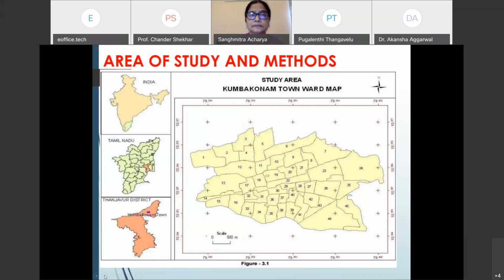I chose 25 wards, and from these 25 wards we selected 170 respondents, surveyed between May 20 and May 30th of 2020, when the lockdown started.